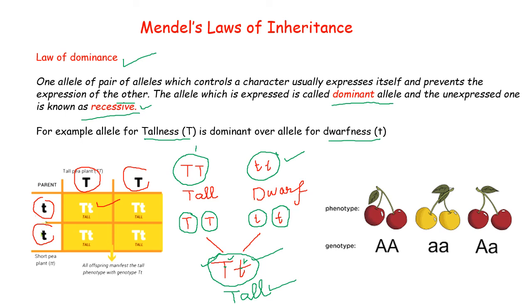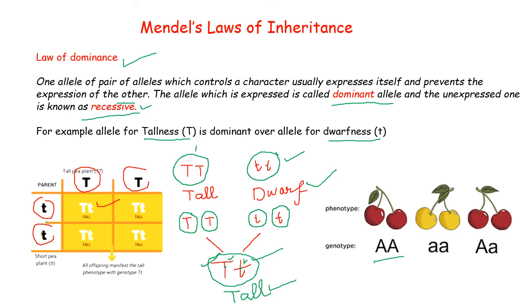So here you have capital T is dominant because the plant is tall, so capital T is responsible for the tallness. Its phenotype is expressed, so it is dominant, whereas that of small t is not. Small t is responsible for dwarfness. Plant is tall, it's not dwarf, so its phenotype is not expressed, so it is known as recessive allele.